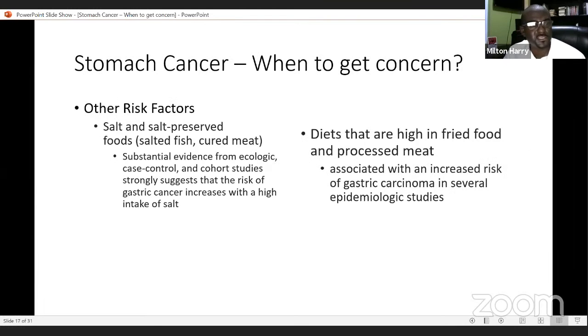Other risk factors include salt and salt-preserved foods. You know, in Jamaica here, we're accustomed to our saltfish, but salted fish and cured meat, these are risk factors. And these are borne out in a number of studies, including case control and cohort studies. Diets that are high in fried food and processed meats also increase the risk of gastric cancer.